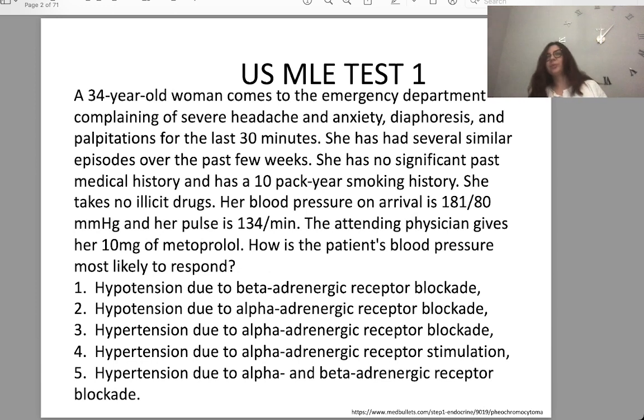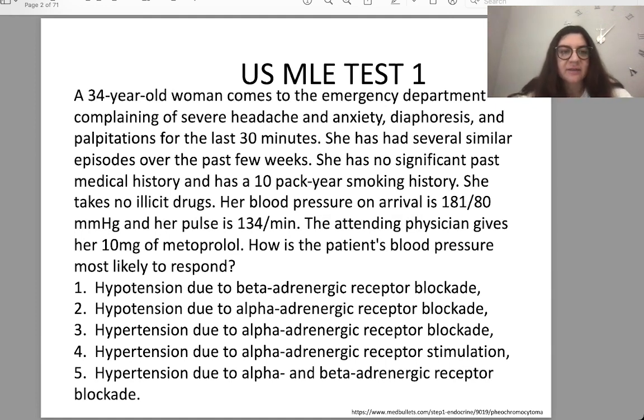Before we start working with the topic, I have several USMLE tests for your individual work at home, not for controlling, it's just for your self-control.